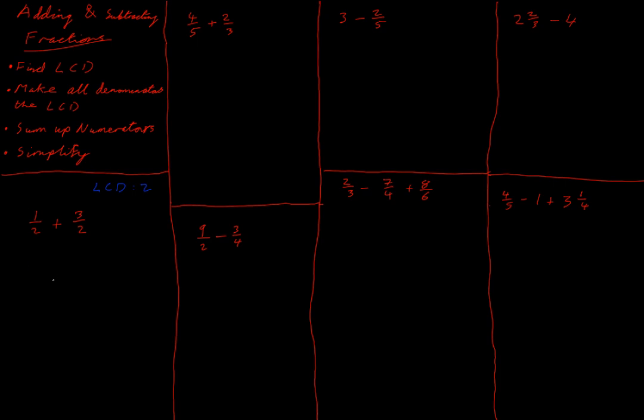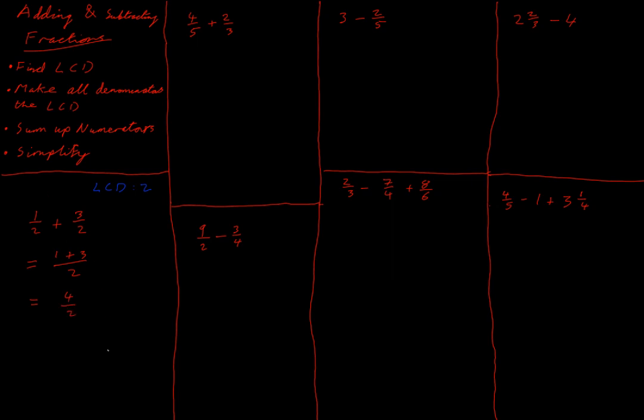So now I can go and sum up my numerators. So I write equals, because this is going to be the same. 1 plus 3 are my numerators, and I have 2 as my denominator in both cases, so I can write it as a single fraction. Both of these are over 2. And now I can add up my numerators. 1 plus 3 is 4, all over 2.